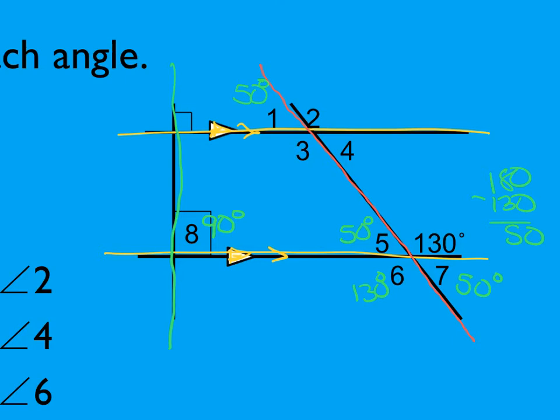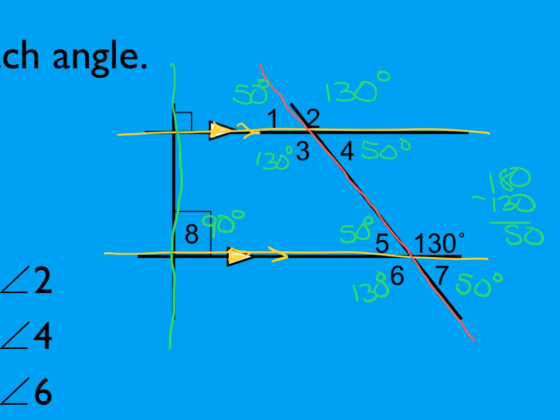So angle 2, can somebody tell me a relationship between 5, 6, or 7, or the 130 at the bottom? Angle 2 is what to angle, one of those angles? Yes. Angle 2 is alternate exterior to angle 6. Beautiful. So 2 and 6 are alternate exterior, making angle 2 and 6 congruent, so it's 130. Now at this point, you're probably better off just filling in that 1 and 4 are vertical, 2 and 3 are vertical, and now you're done.